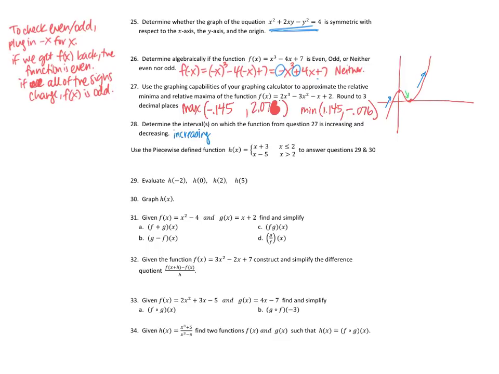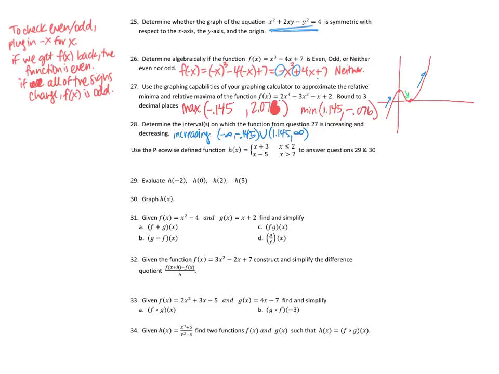Okay, so increasing on 2 intervals. So it starts from negative infinity, and then when it reaches that maximum, the x value is negative 0.145. Union, then it starts again at this minimum, which is 1.145 for the x value, to infinity. And when we're talking about the intervals on which it's increasing, we're always talking about intervals of x values. So that's that.